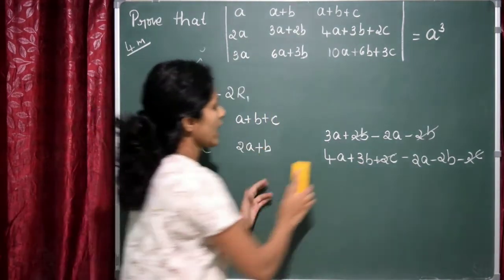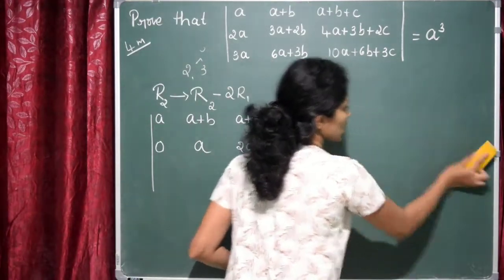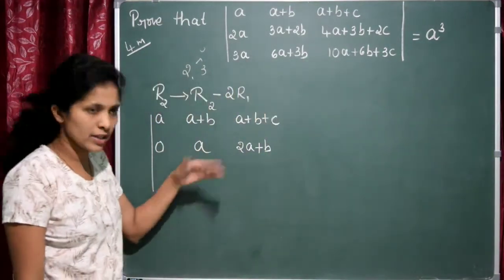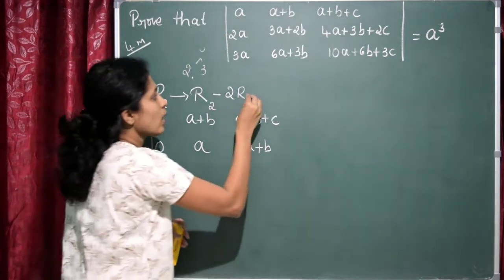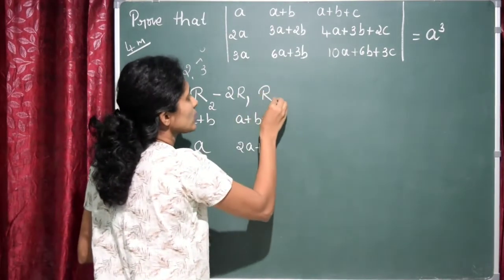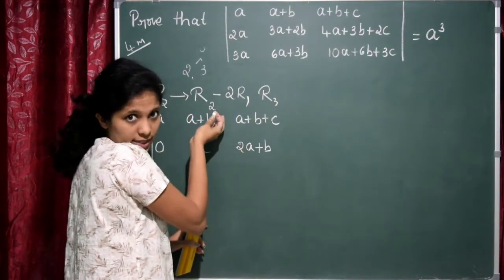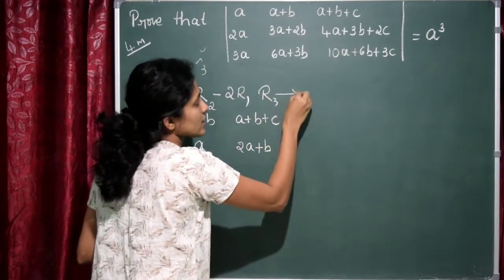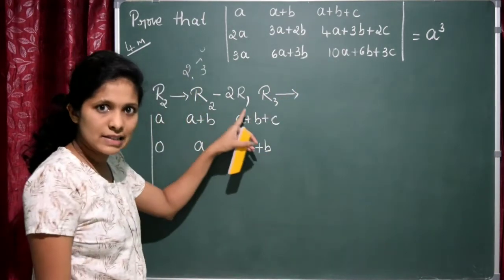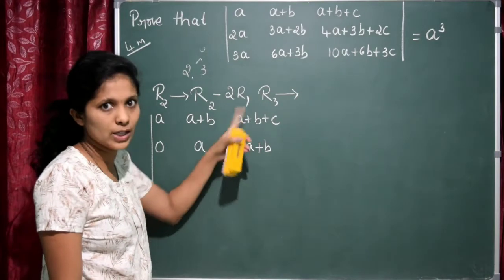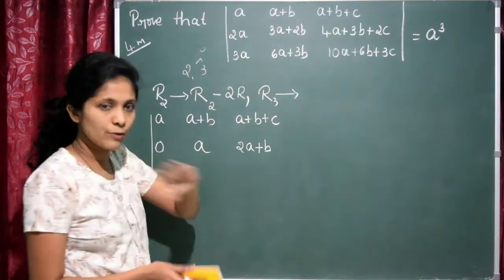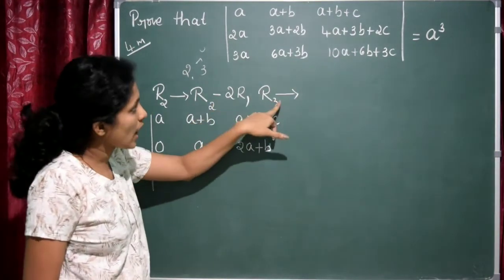This is row 2 we have changed. Now we will change row 3. If you want, you can do it in the next step, or else you can do it here only, without affecting these 2 elements. Is it clear? Now I can write R3 changes to, simultaneously you can do, but you should be careful while doing this one. You are not supposed to affect any of these elements.